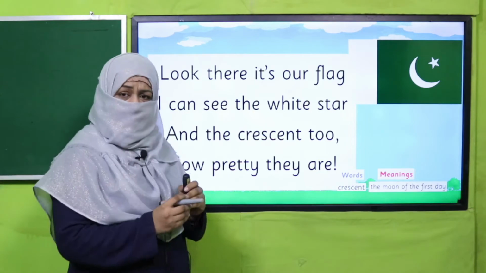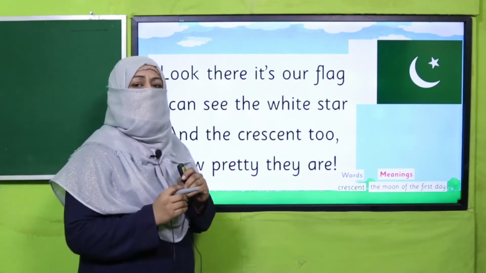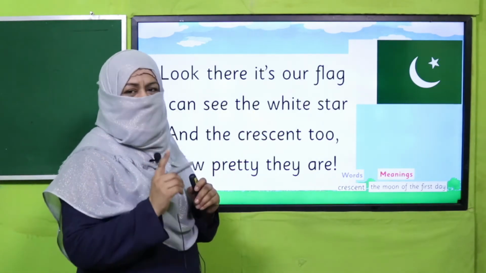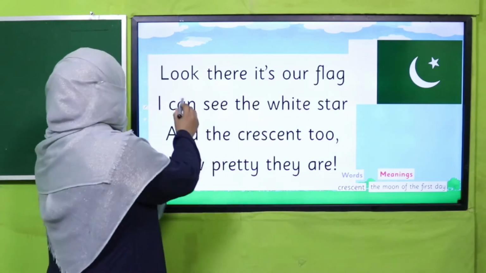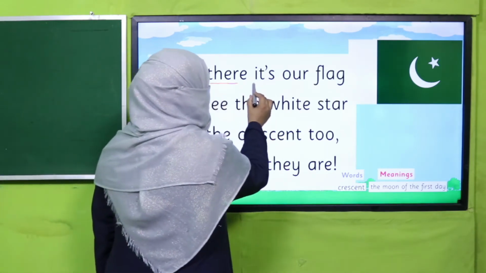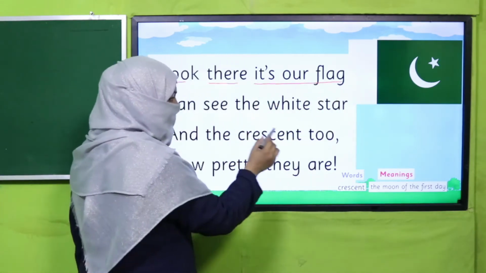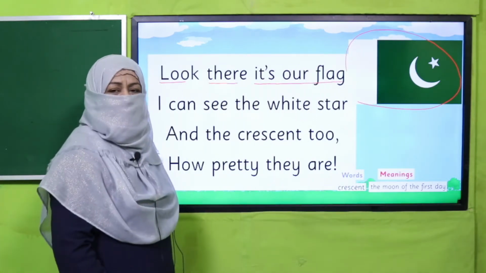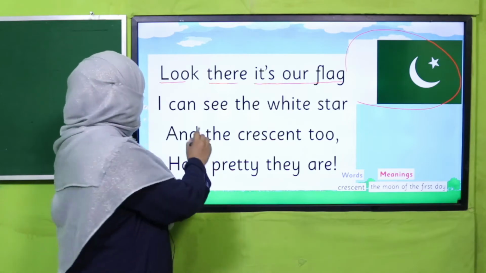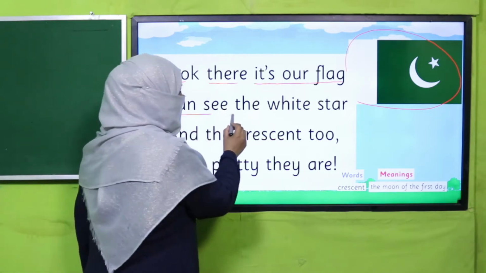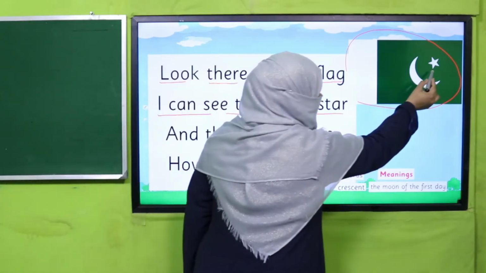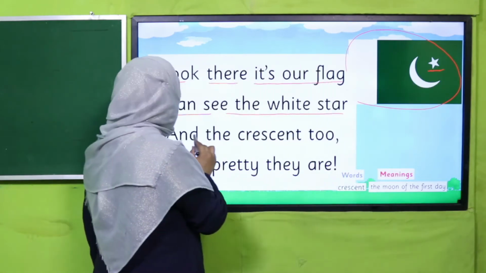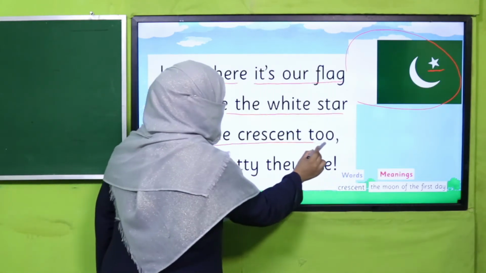First, let's understand. You will listen carefully because after me, you have to read and recite this poem. Look, there it's our flag. This one, this is our flag. This is the beautiful flag of our country, Pakistan. I can see the white star. Can you see the white star? Yes, I can see. And the crescent too.